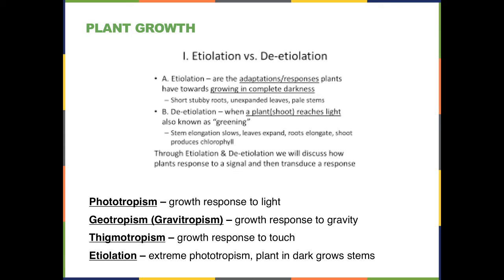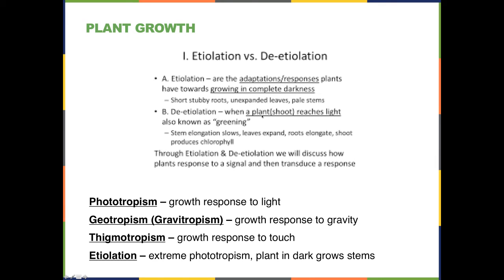Now there's an extreme phototropism that's called etiolation, and it's actually how a plant responds to the dark or limited light. You can see up here that this is an adaptive response and allows for growth when there's complete darkness. It's a response of the plant to an inability to get light. And what happens is you have long pale stems that have less chlorophyll in them, leaves that have not opened up, and short stubby roots.